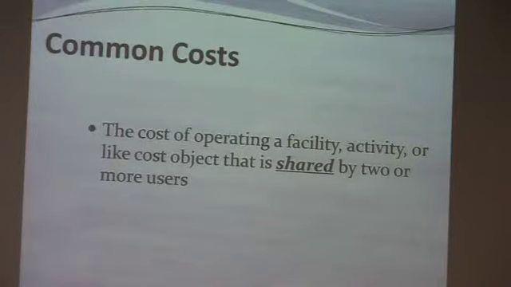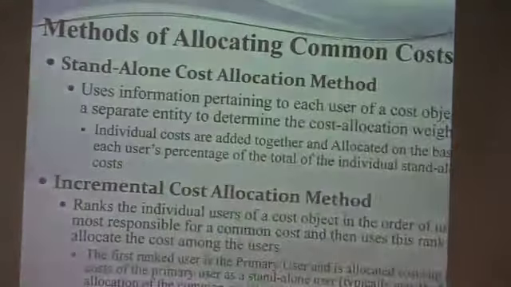Do I allocate it to Vancouver because that was my original destination? I need to go to Vancouver, but I decide to create a stop in Calgary to visit the Calgary division, or do I allocate those equally or proportionately? So let's take a look at the methodology.